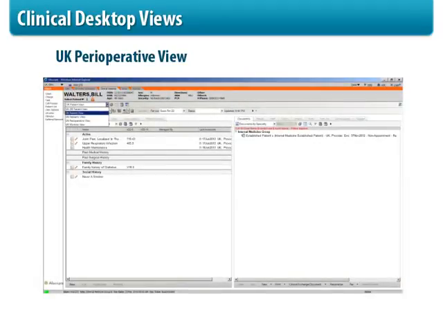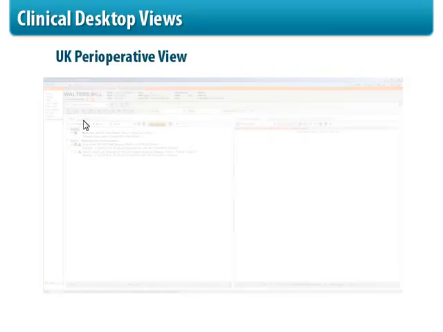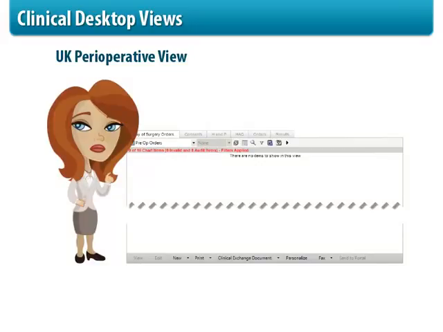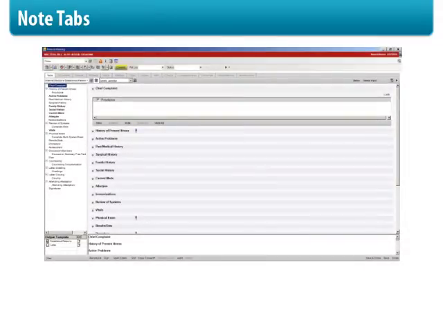Finally, if you work with surgery patients, you may wish to use the UK perioperative view. This view of the clinical desktop will allow you to view pre-op orders, consents, and H&P in individual, easy-to-find tabs on the right side of the screen. All of the tabs that have been discussed in this chapter can be accessed from the tabs in the note as well as from the clinical desktop.